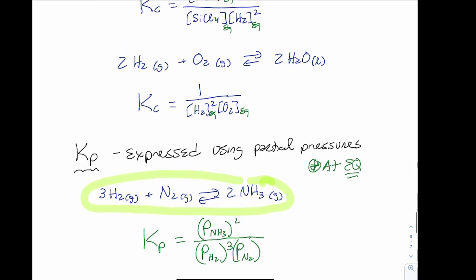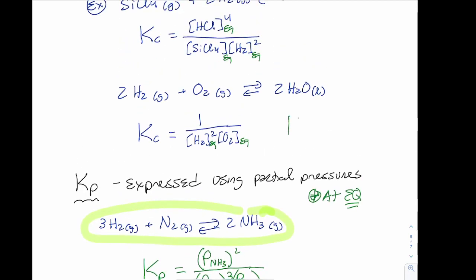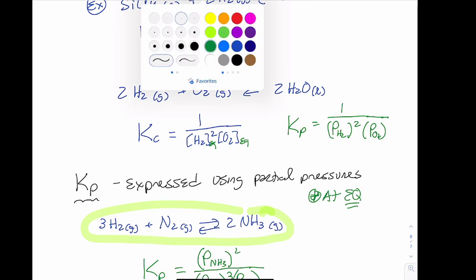If I wanted to write Kp for this one, same sort of thing. Water doesn't get included, but then I would be using the partial pressure of hydrogen at equilibrium raised to the 2nd power multiplied by the partial pressure of oxygen raised to the 1st power. So again, setting it up very similar, it's just substituting molar concentrations for partial pressures.